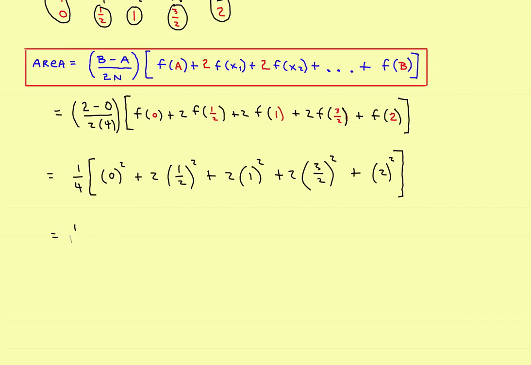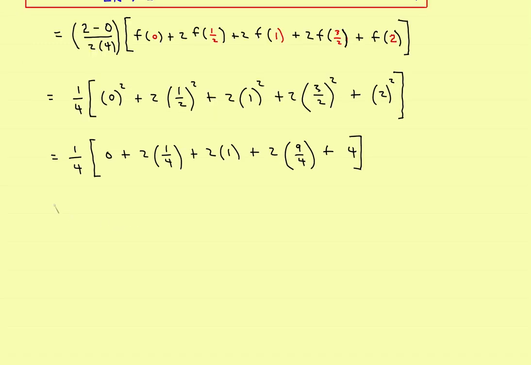So what that's going to give you would be 1/4 of. Now when you take 0 and square it, you'd have 0 plus twice. Now when you square 1/2, you would get 1/4 plus twice square the 1, you'd get a 1 plus twice square the 3/2, square the top, square the bottom, you get a 9/4. And then finally, plus square the 2, and you'd get a 4. So you're down to that. Okay, now the next thing would be to simplify this.